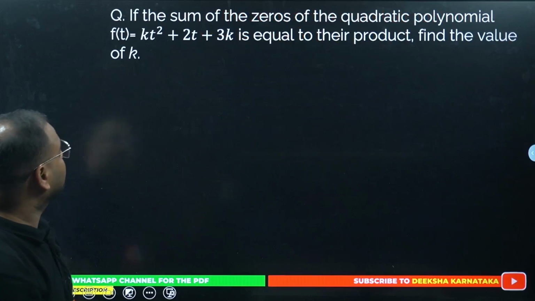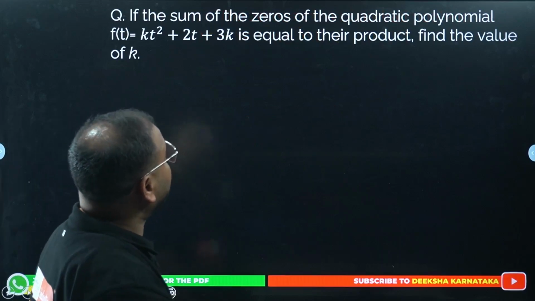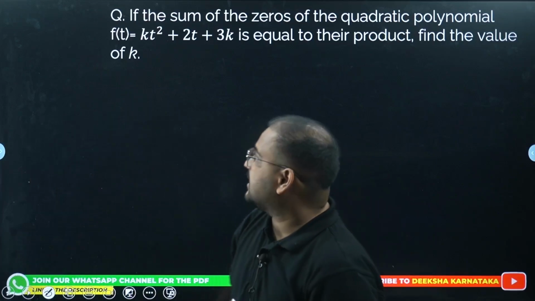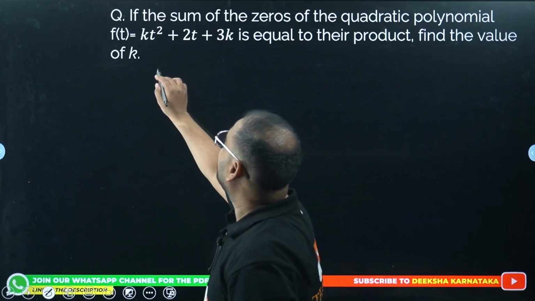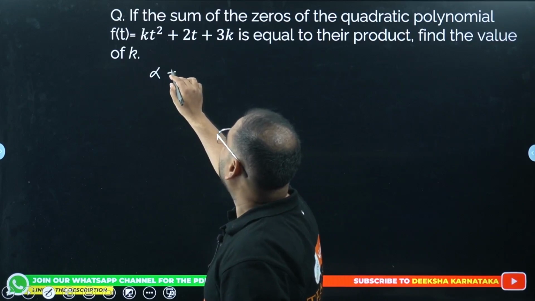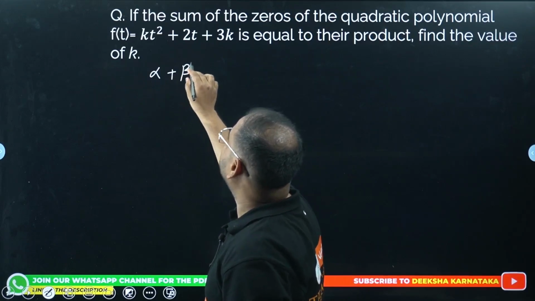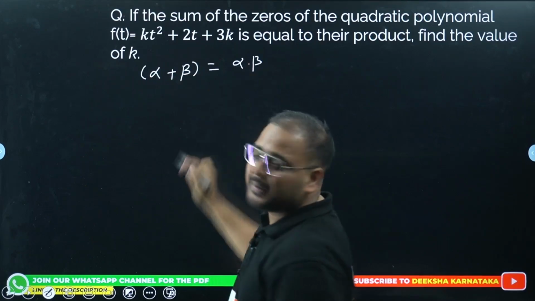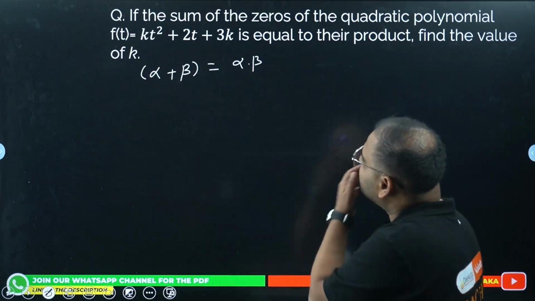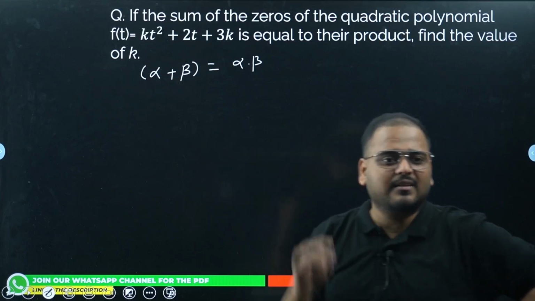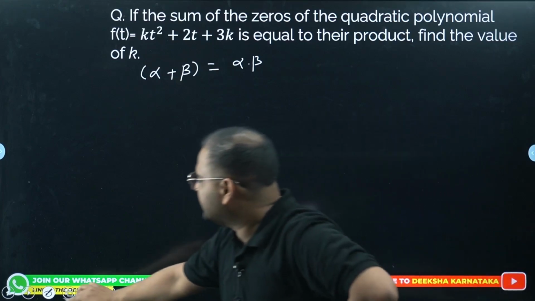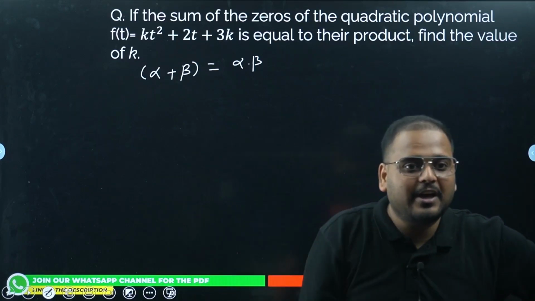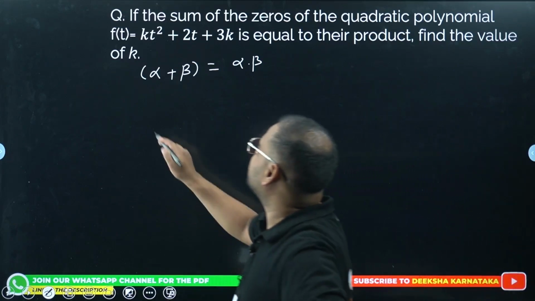Moving on. The sum of the zeros of the quadratic polynomial is equal to the product. So what they are saying is, if the zeros are alpha and beta, then alpha plus beta is equal to alpha beta. Whatever it means, we'll see later. Whatever we know, we'll do first. Maybe some path will come out of that. So what is alpha plus beta?